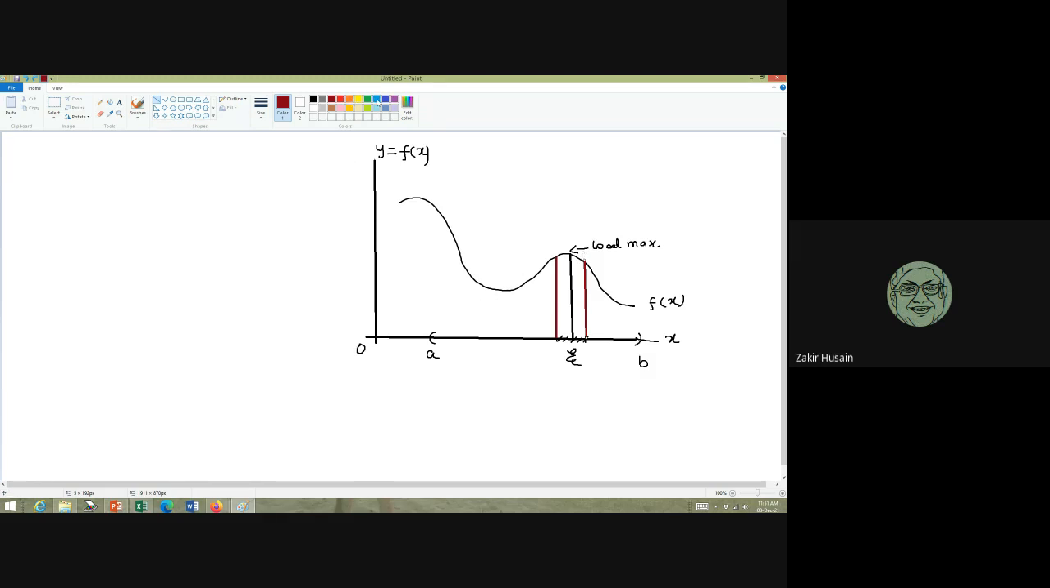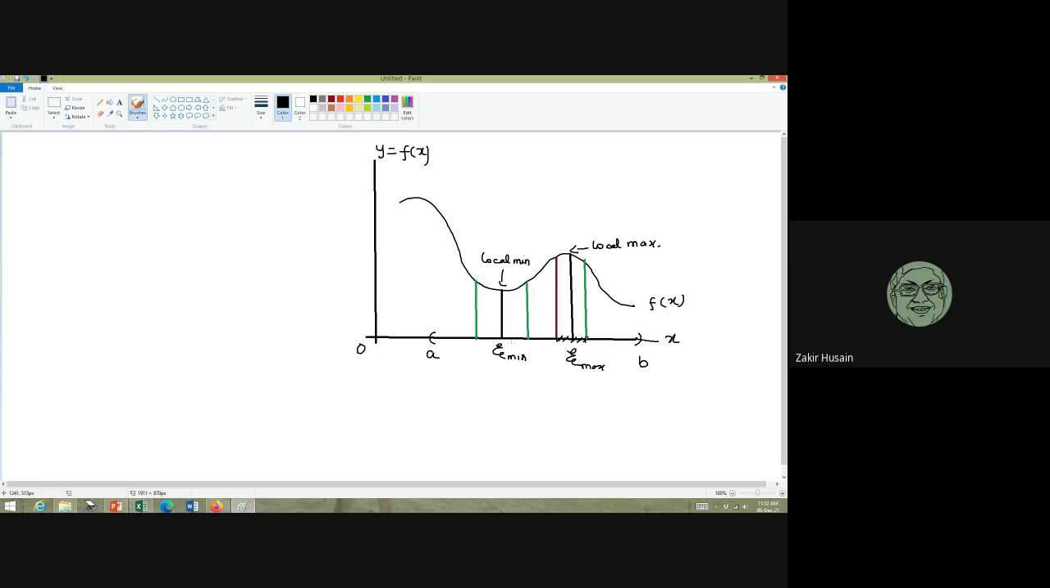On the other hand, if I take two boundaries like this, a smaller interval, then let me call this psi max, and this is psi min. So over here, I have a local minimum. That means I'm not considering the entire range of the function. I'm only considering the neighborhood around this point.